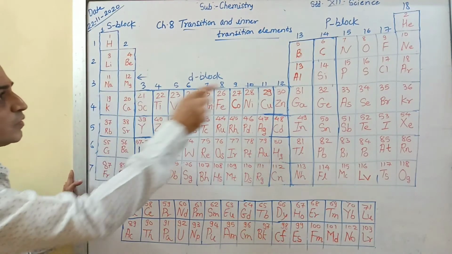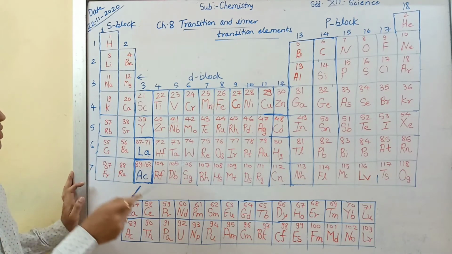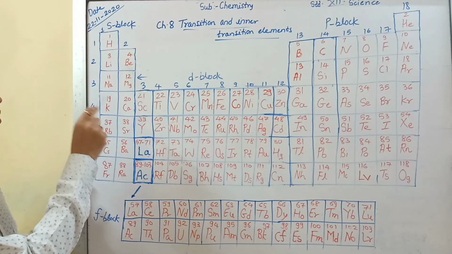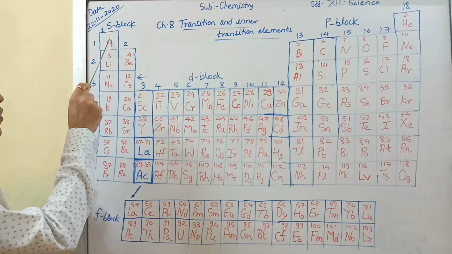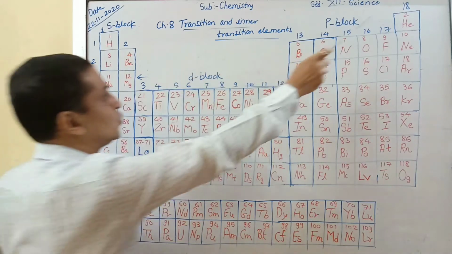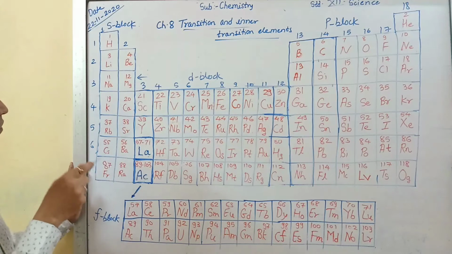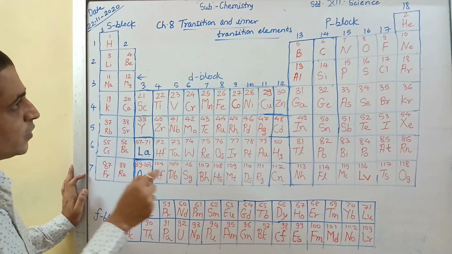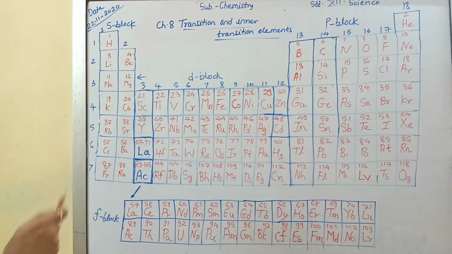Now see, this is the modern periodic table. This modern periodic table is based on atomic number, because in this table all the elements are arranged in the order of their increasing atomic number. See, I have written the atomic number above the element: 1, 2, 3, 4, etc. So in this modern periodic table elements are arranged in the order of increasing atomic number.